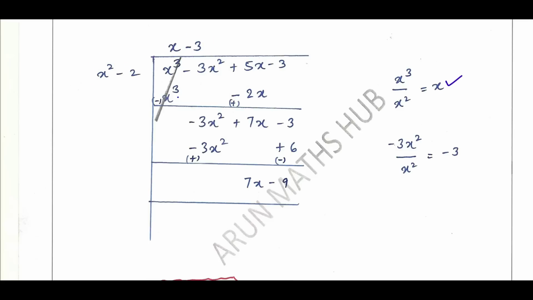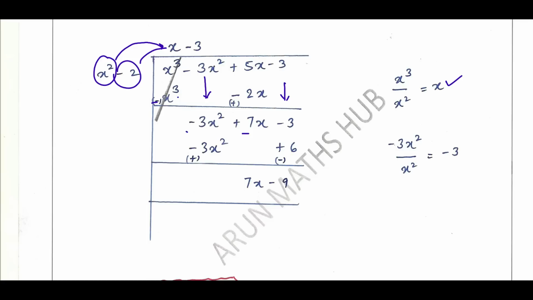Students, let me repeat the step. What we got is x. Now multiply x square by x, that is x cube. In the same way, minus 2 into x is minus 2x. Now change the sign in the subtrahend. x cube and minus x cube will cancel out. Minus 3x square as it is, plus 5x and plus 2x is plus 7x, minus 3 as it is.